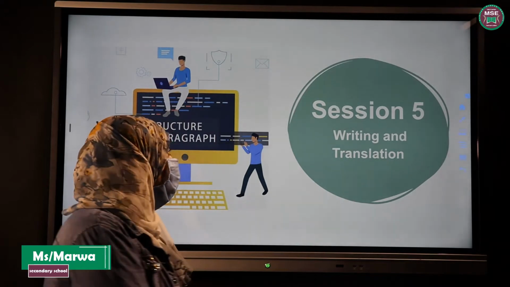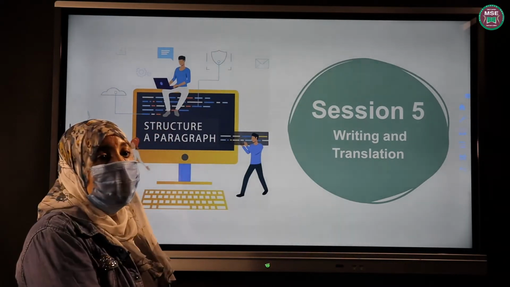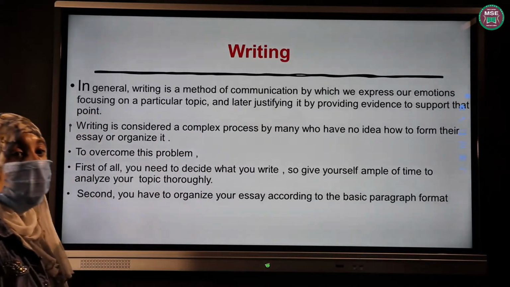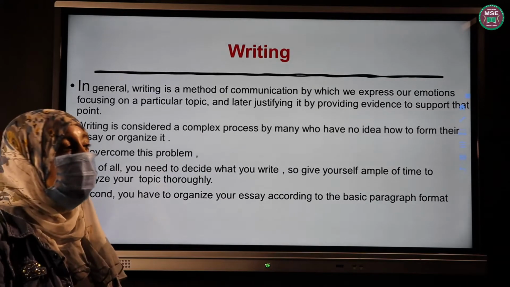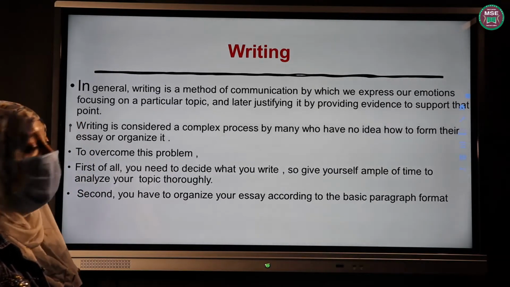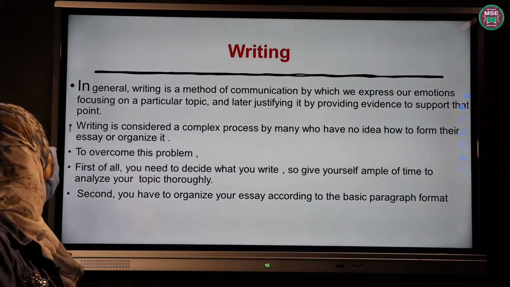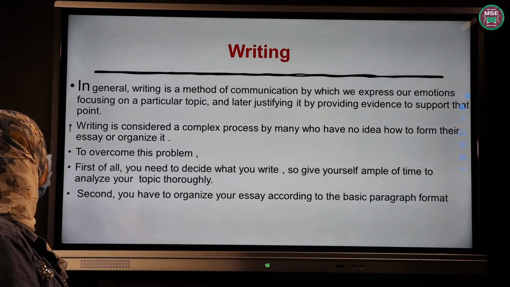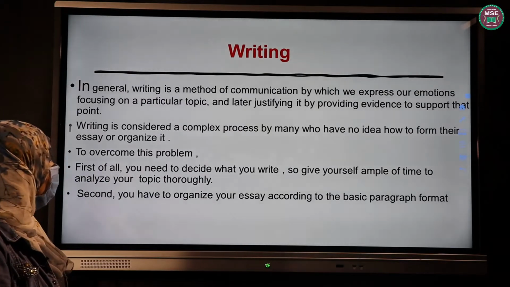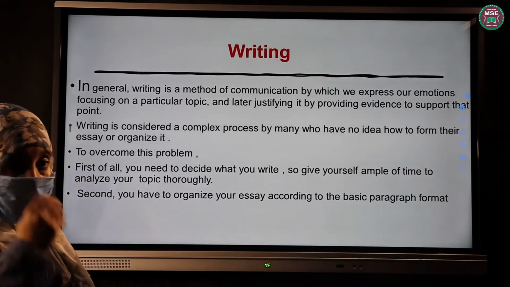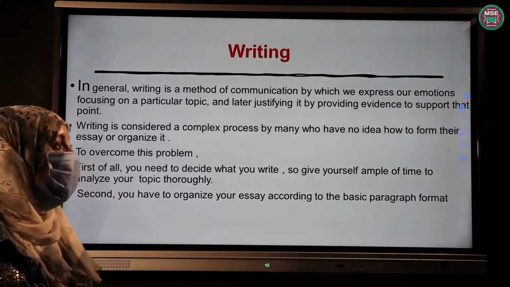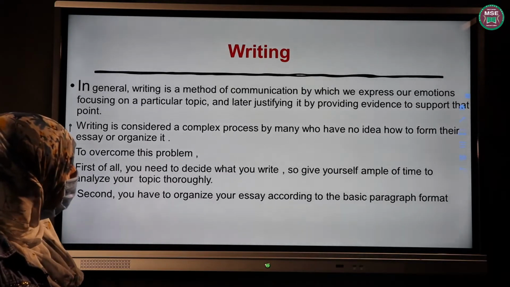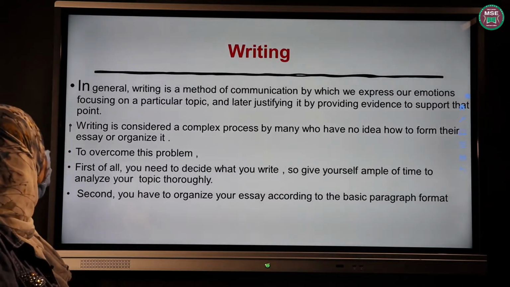In this session, we are going to talk about one of the most important things, which is writing. What is writing? All of us sometimes face the problem of writing. In general, writing is a method of communication by which we express our emotions, focusing on a particular topic. When we have a topic, we start to focus on it to know how to write about it, and later justify it by providing evidence to support that point.